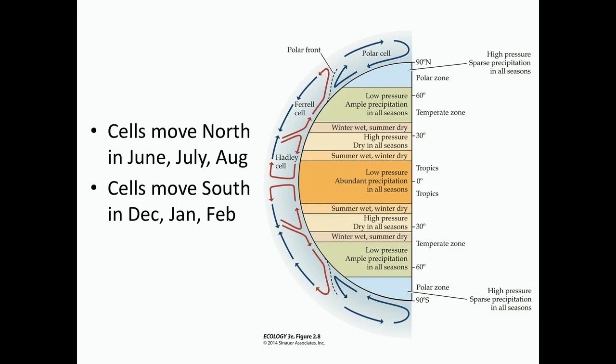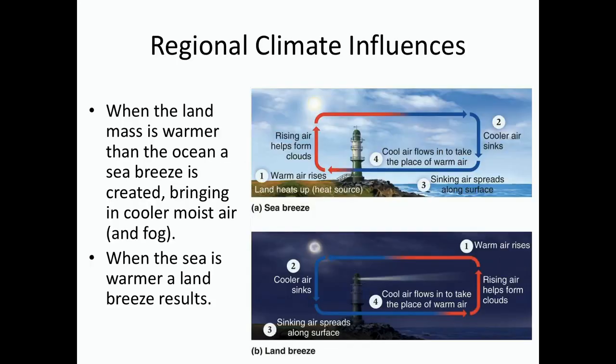Now, the last thing I'm going to cover in this video is smaller scale climate influences. These are called regional climate influences. You might notice that different parts of the US, for instance, that may not be any further north or south from each other will have different climates. And there's several things that could influence that.